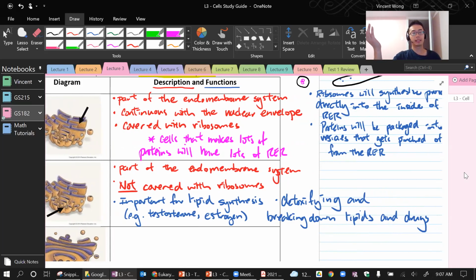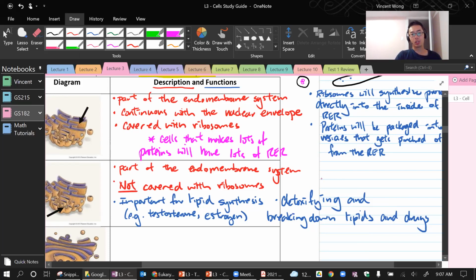You ever heard that if you take too many Tylenols too often, which organ is going to be affected? Yeah, exactly. Someone said the liver. The liver, exactly. So you would expect to have lots of smooth ER in the liver, right? Make sense?